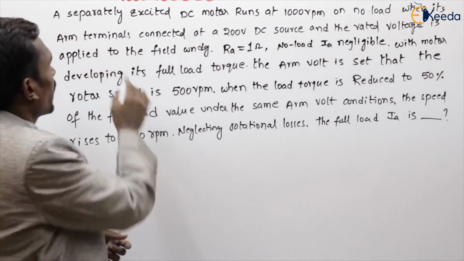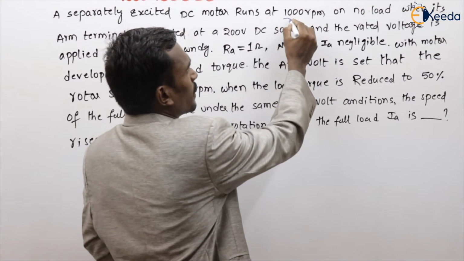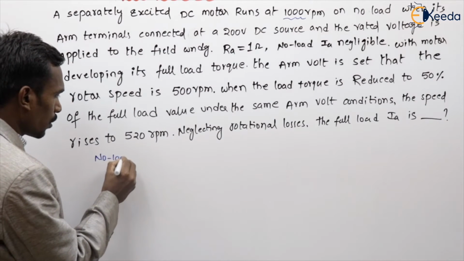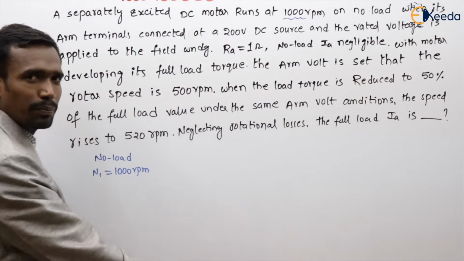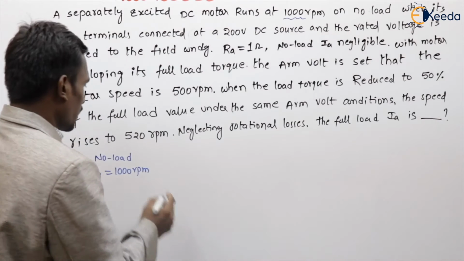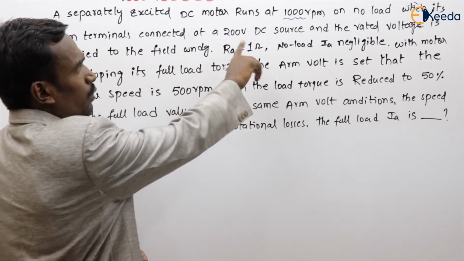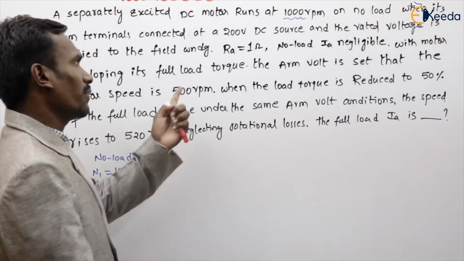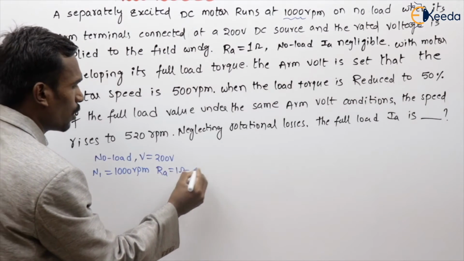See, a separately excited DC motor runs at 1000 rpm on no load. They have given no load, and the speed is 1000 rpm. Next, its armature terminal is connected to 200 volts, nothing but the supply voltage, a 200 volts DC source, and the rated voltage is applied to the field winding. The armature resistance they have given is 1 ohm.